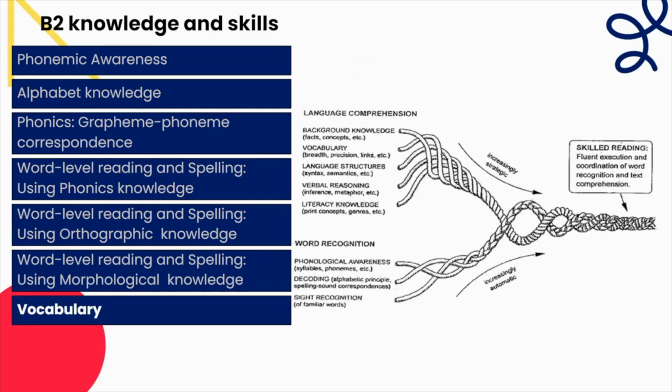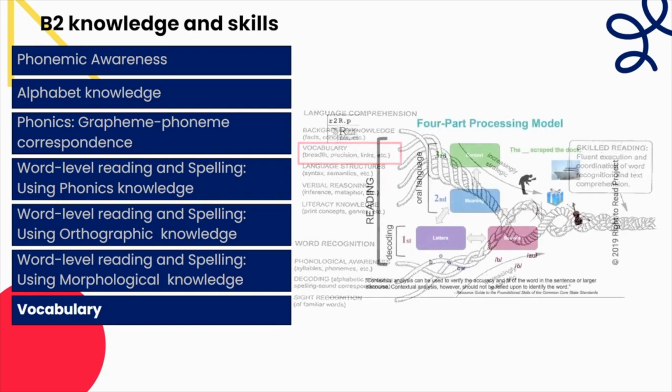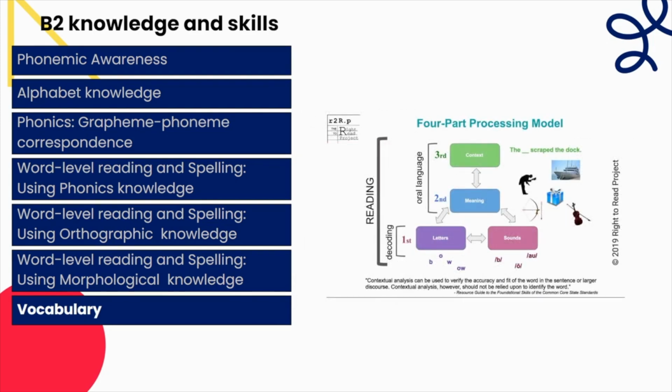Up until this point, we have mostly been talking about skills from the lower portion of Scarborough's rope, the word recognition strand. We should recall that vocabulary knowledge is a skill that comes from the language comprehension strand of Scarborough's rope. If you recall from the four-part processing model for decoding, once the graphemes have been converted to phonemes, or the morphemes have been recognized by the orthographic processor, the parts are blended together and an auditory representation of the word is created in the mind. It is at this point that the meaning processor kicks in to allow comprehension to occur.